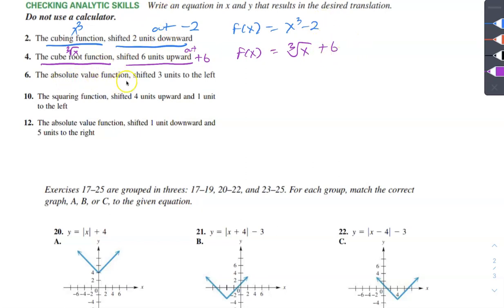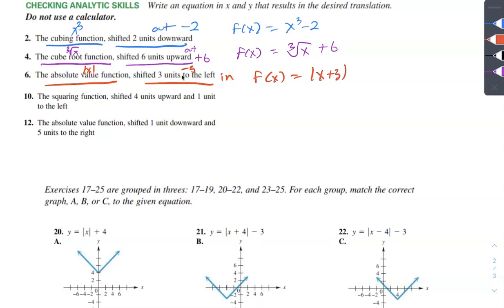The absolute value function shifted 3 units to the left. The next one is the absolute value function, which looks like this. 3 units to the left, so this is going to be on the inside. Now remember, inside it's opposite. So left would normally be negative 3, but we do the opposite. We're going to do plus 3.